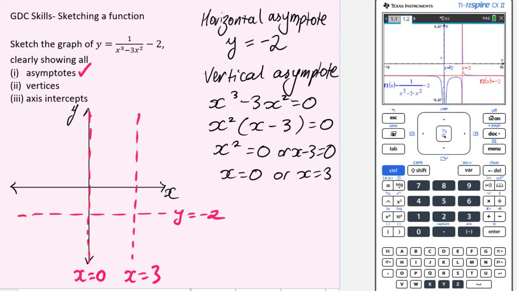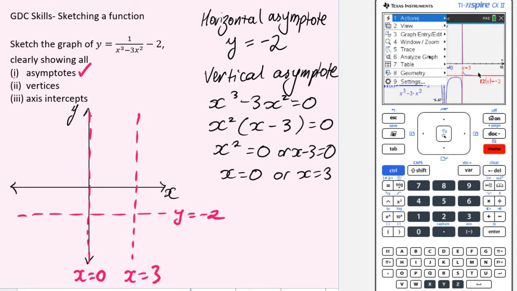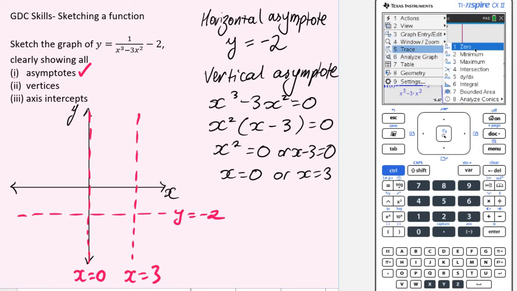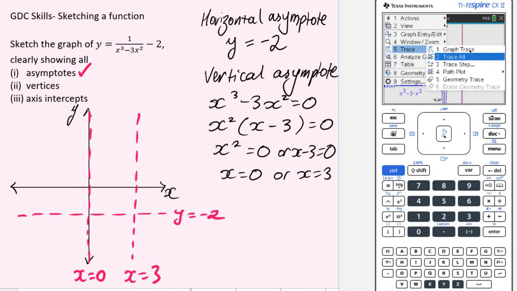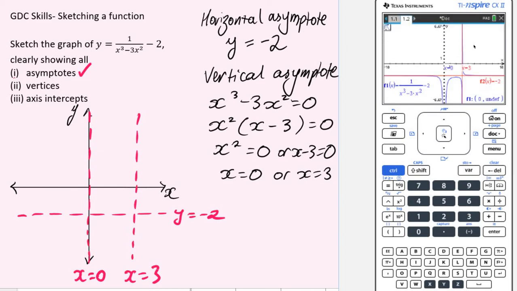Next is the vertices, and there is a way to find the vertex for this, but it involves calculus. Using your GDC, that's quite easy. You've got two options. You can go Menu, Analyze Graph, and then choose Minimum or Maximum. But I think it's always easier to go Analyze Graph, Graph Trace. Because what that allows you to do, you can switch between graphs using up and down if it's not on the right one, but we want this blue curve here. As you move along, graph trace will stop at key features such as y-intercepts, x-intercepts, and vertices.